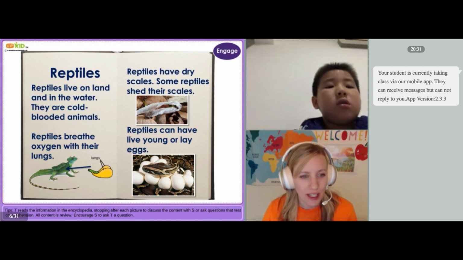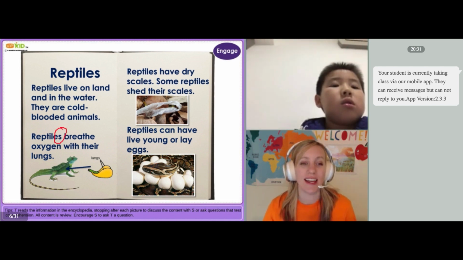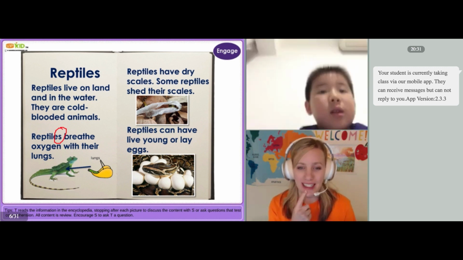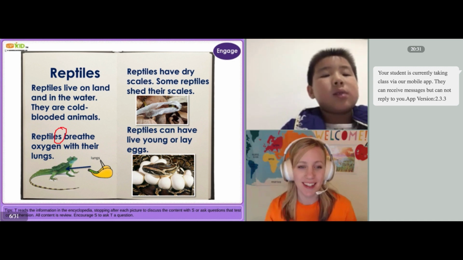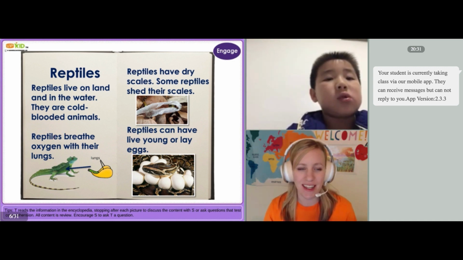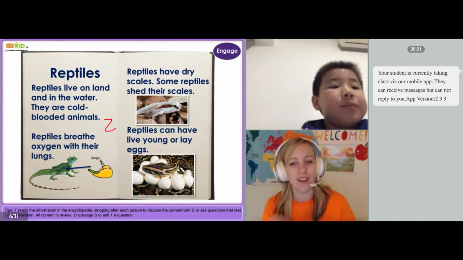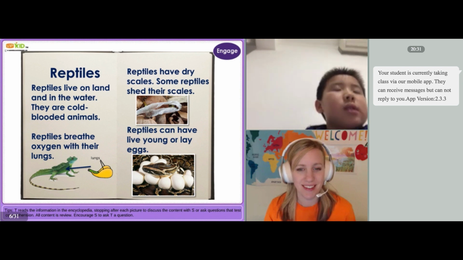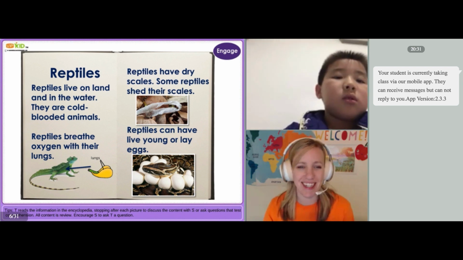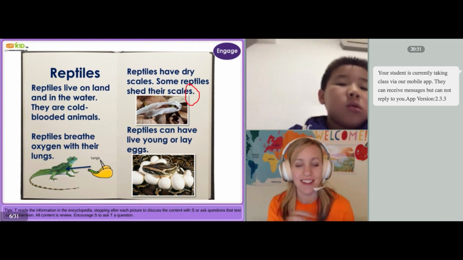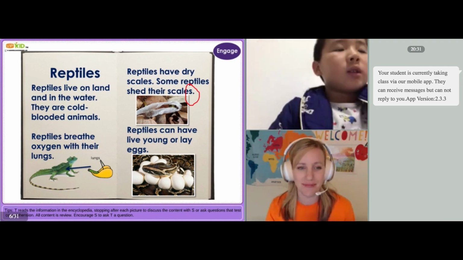Now look at this word. Let's say this again. Reptiles. Reptiles. And it sounds like a Z. Reptiles. Yes, good. And this is the same. Scales.